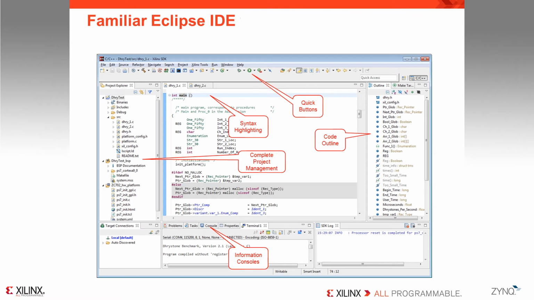The Xilinx SDK is based on the familiar Eclipse development environment and makes use of GCC tools from Code Sorcery for both bare metal and Linux development. These are industry-standard embedded tool chains that you may have already used on other projects. The code development perspective provides common features like syntax highlighting, information consoles, project file management, an outline view for your code, and quick buttons, all for an intuitive workflow.